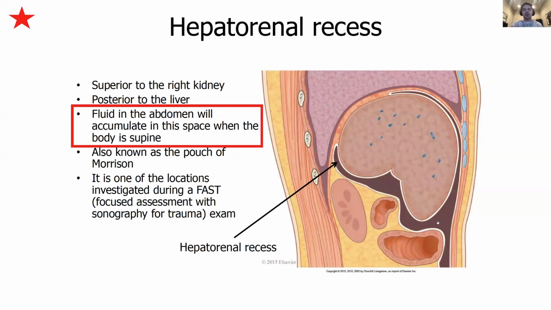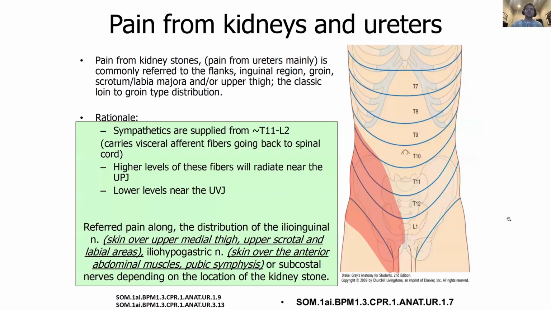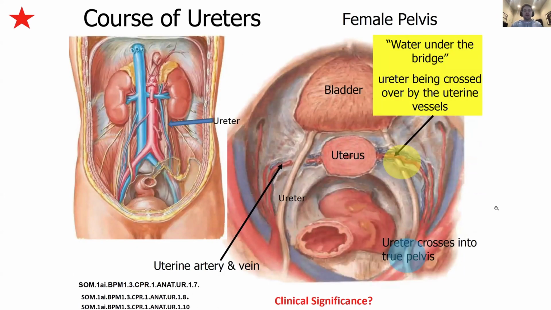Sometimes, especially during trauma, a lot of times the doctors are worried about some sort of intra-abdominal bleeding or fluid accumulation in the abdomen. So if a patient is laying down supine and you want to check to see if there's any fluid accumulation, a lot of the fluid is going to end up here in this hepatorenal recess. So you can use an ultrasound to check to see if there's fluid there, because that may be indicative that there's some sort of intra-abdominal bleed. And another name for this is called Morrison's pouch. Okay, so yeah, no worries.